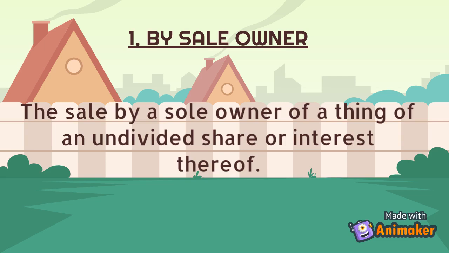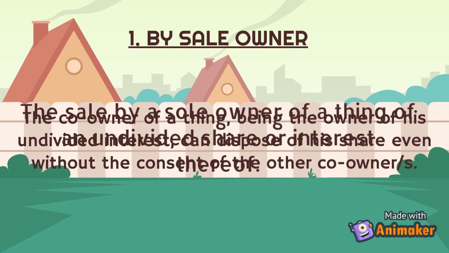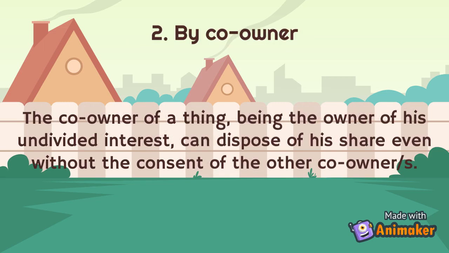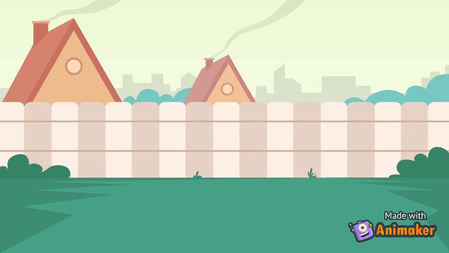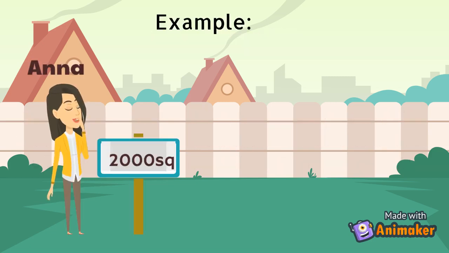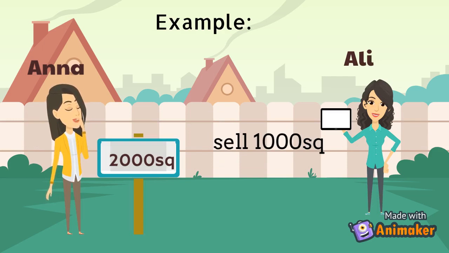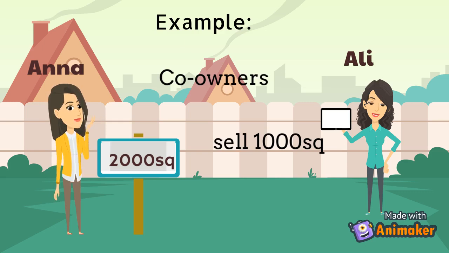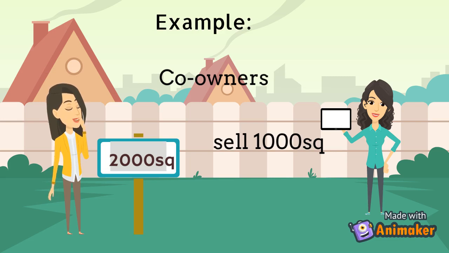As to a co-owner, the co-owner of a thing, being the owner of the undivided interest therein, can dispose of his share even without the consent of the other co-owners. Example: Anna can sell to Ali the entire parcel of land, or only 1,000 square meters of the land, in which case she becomes the sole owner of the remaining 1,000 square meters, and Ali the portion sold. Or she may sell the undivided half of the land without specifically designating or identifying the portion sold, in which case they become co-owners. As a co-owner, Anna or Ali can convey or transfer the title pertaining to the undivided half of the land, for vital to the validity of a contract of sale is that the vendor must be the owner of the thing sold.